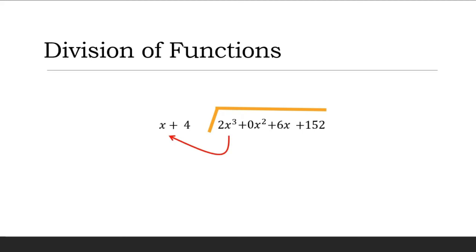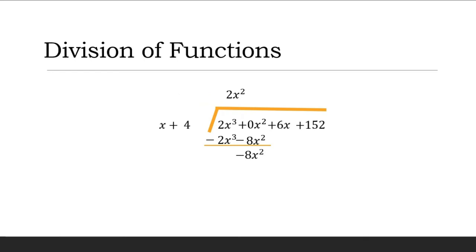So again, divide the first term inside to the first term outside. 2x cubed over x is 2x squared. Then multiply the quotient of the division to each of the expression outside. 2x squared times x is 2x cubed, while 2x squared times 4 is 8x squared. Again, write the answer opposite the same term.